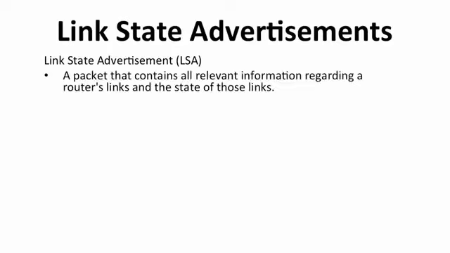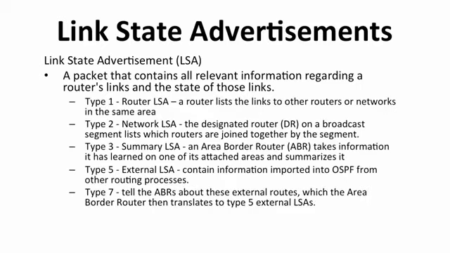Now, regarding link state advertisements, what you really need to know, at least just for now in OSPF, is that a link state advertisement is a packet that contains all relevant information regarding a router's links and the state of those links. Now, there are many different types, and I've listed the key types for you here. And we're going to dig into detail on these different types as we get into the labs. But just for now, know that these are informational packets that have information on a router's links and the state of those links.